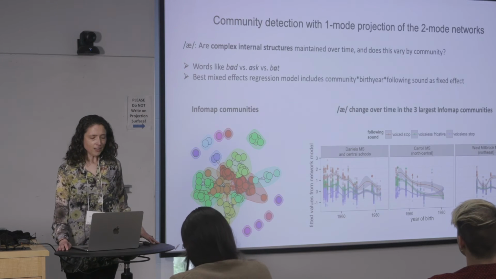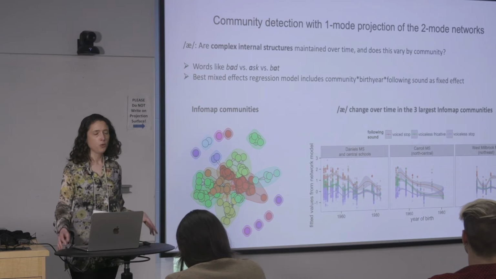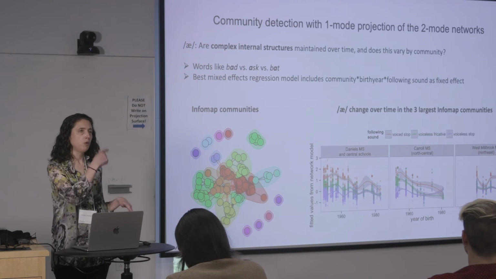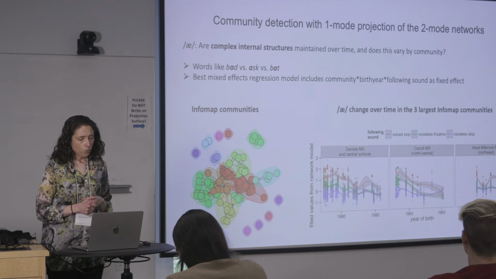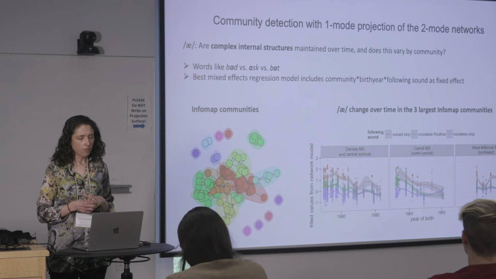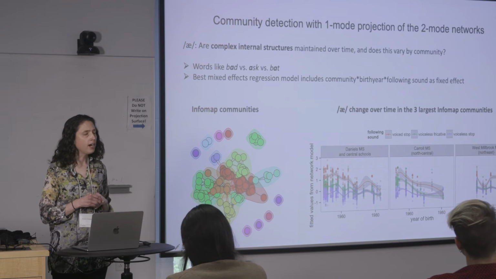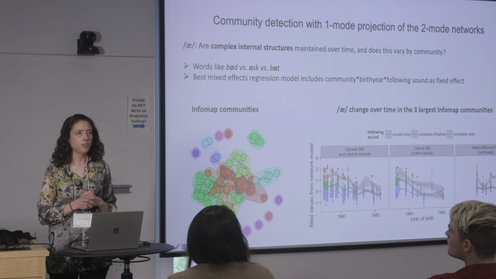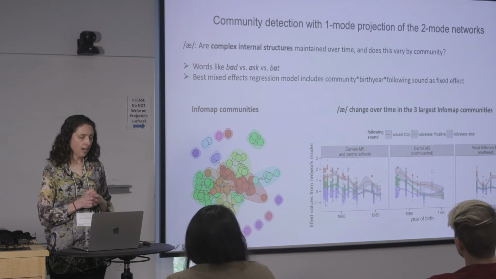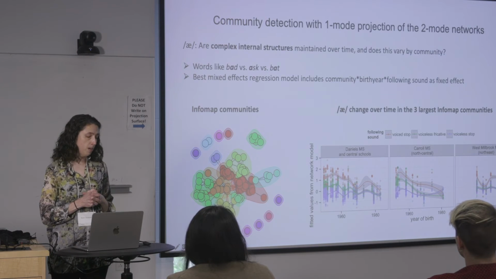great. We also did community detection with both the one-mode projection and with the bipartite graph. And with the one-mode community detection, I tried all these different methods. A lot of them were kind of sketchy. And the one that worked the best was InfoMap.